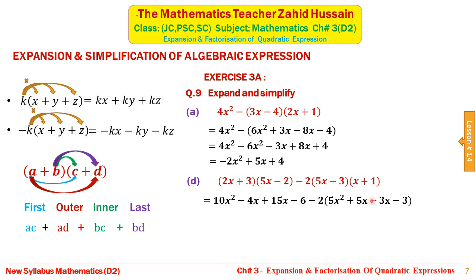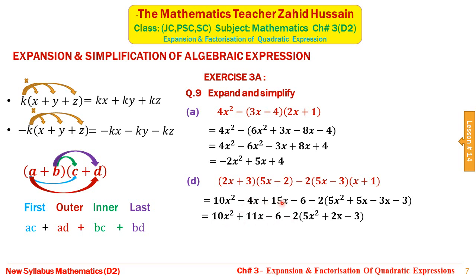Now you can remove this bracket or first simplify within the bracket, this one and this one. This is 10x square. There are two like terms. Minus 4x plus 15x will give you 11x minus 6. You will not add or subtract this because this 2 is being multiplied with this bracket which is of this type. So first you will multiply this number with each term and then you will simplify.